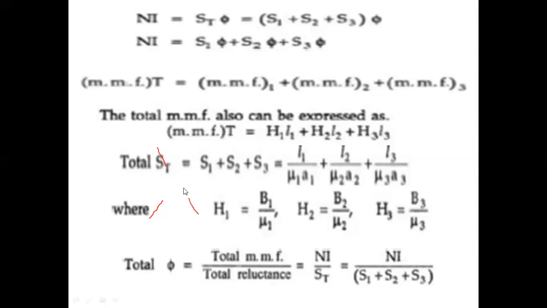Next line, idhar equal to ka samne equal to likho. You write this one. S1 is nothing but L1 divided by mu1 A1, plus S2 ka neeche L2 divided by mu2 A2, plus S3 ka place mein L3 divided by mu3 A3.